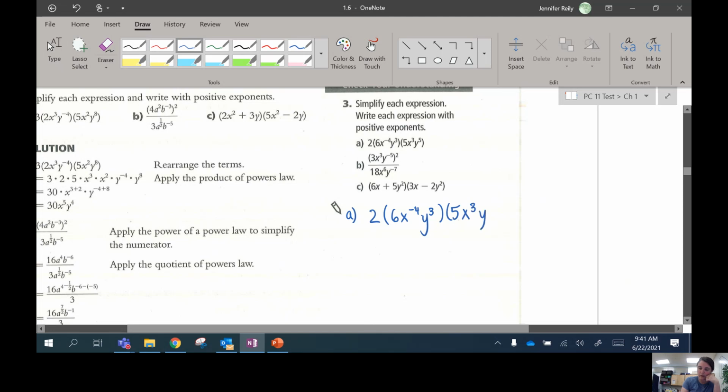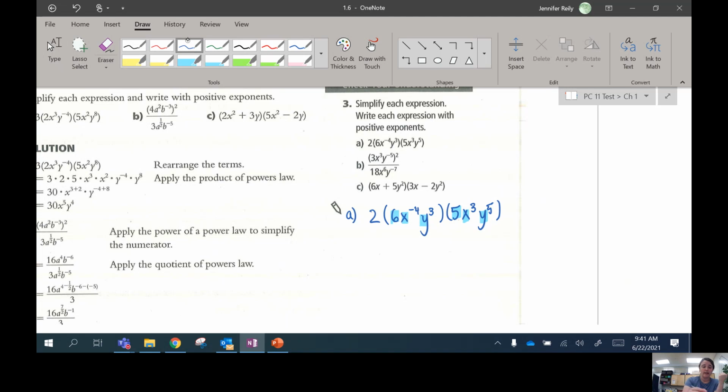5x cubed, y to 5. Okay, so one thing to note when multiplying, so in the brackets here, we just have a bunch of multiplying together. However, all of these have different bases. We have a 6, we have an x, we have a y. They're all different. Same here, 5, x, and y. So none of those can be combined together. So there's really nothing to do within those brackets. So really all this is just a bunch of things being multiplied together. And when you multiply things together, you can do it in any order.